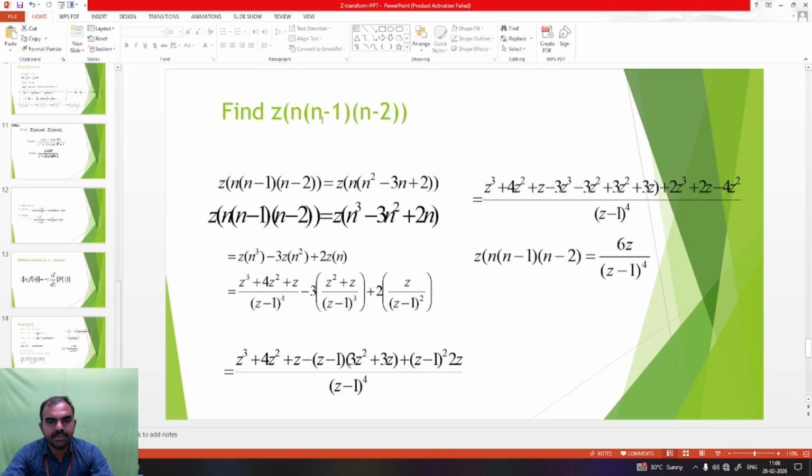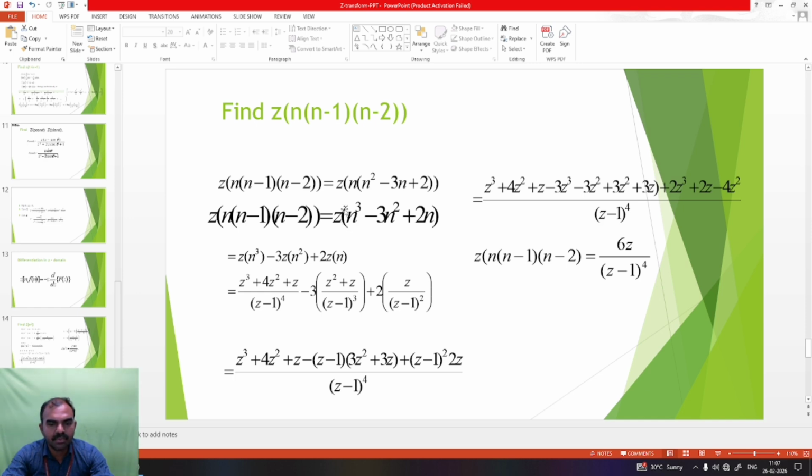Okay. Next, how to find Z of n into n minus 1, n minus 2. So it is a multiplication of three functions. After making the simplification, then we apply the differentiation formula, right? So Z of n into n minus 1, n minus 2. Multiply n in here: n into n square is n cube, n into minus 3n square, n into 2 is 2n.